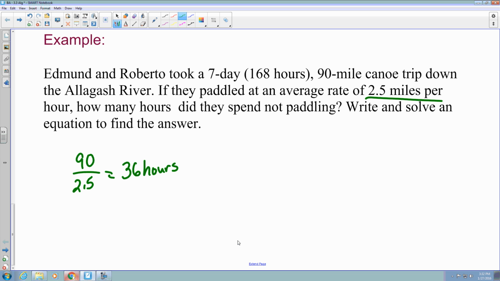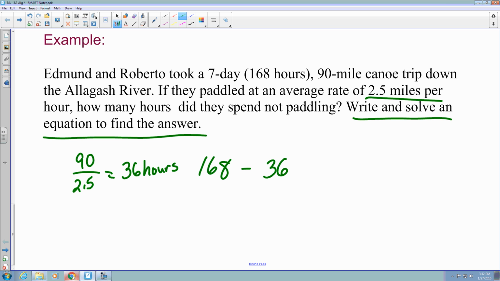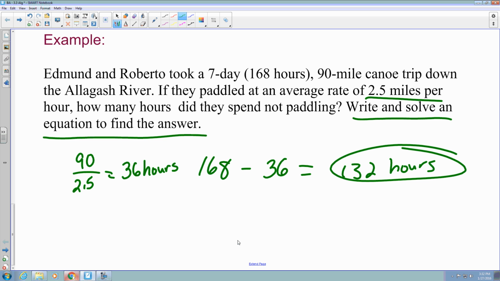Well, they were there for 168 hours. They want us to write an equation and find the answer. So what we're going to do is this. Since we know that it took 36 hours, we can take 168 minus 36 to get your answer. If we take 168 minus 36, it equals 132. So 132 hours was spent not paddling, sleeping or eating, stuff like that.